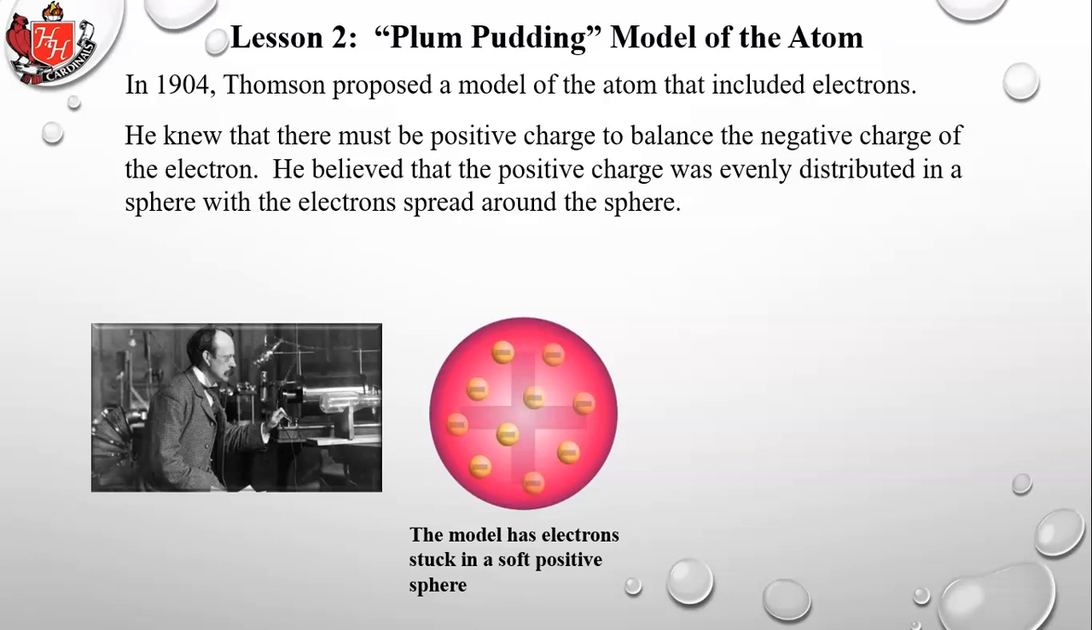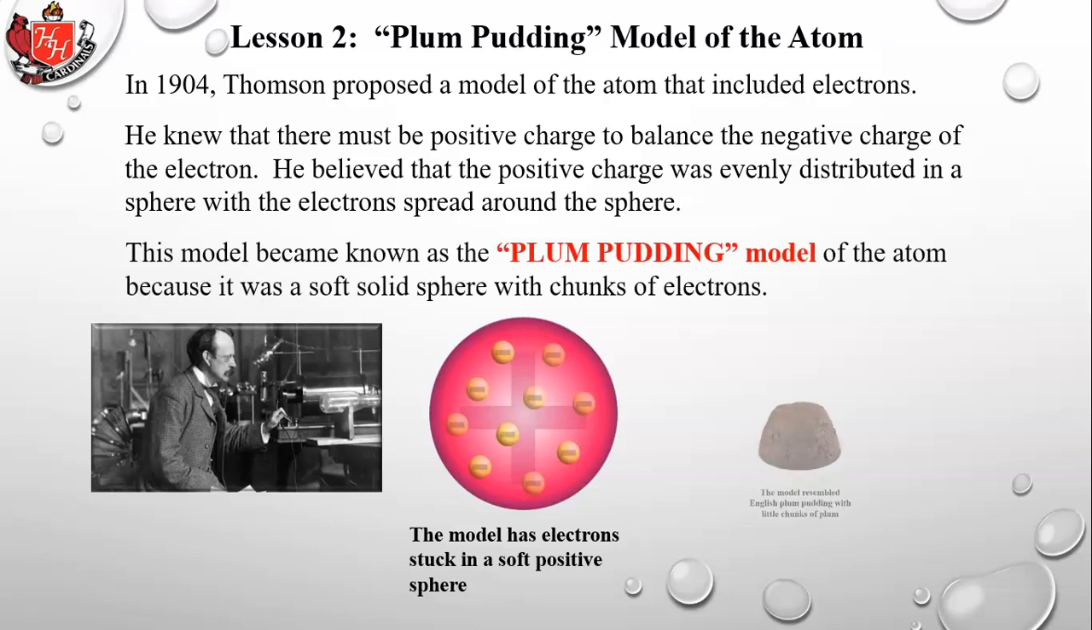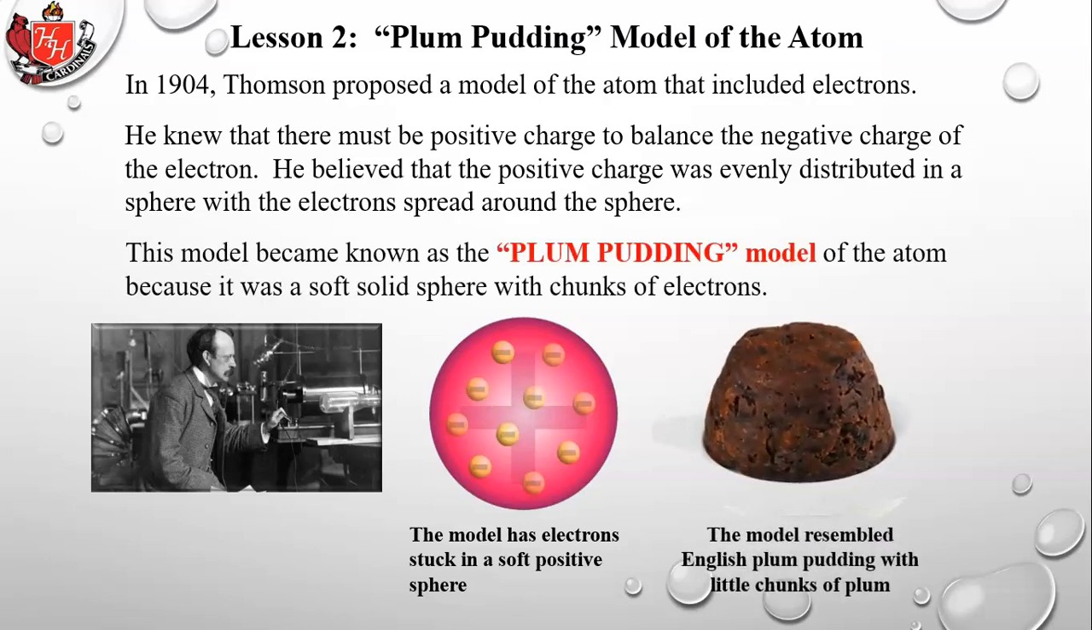And stuck in it were these little electrons. They were just kind of stuck inside of it. This became known as the plum pudding model of the atom because it was a soft, solid sphere with chunks of electrons. So there's English plum pudding. It's not what we think of as pudding in the United States. It's more like a bready, cake-like thing, almost like a muffin in a way. So just as you have chunks of plum stuck in that plum pudding, he thought you had chunks of electrons stuck into the positive sphere.